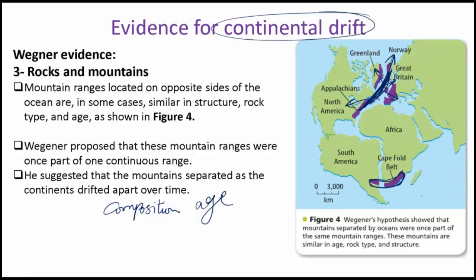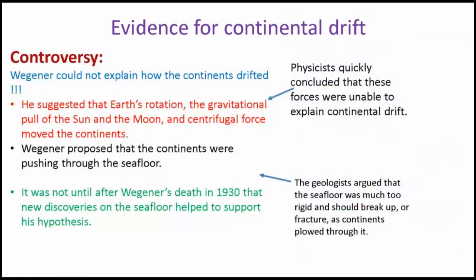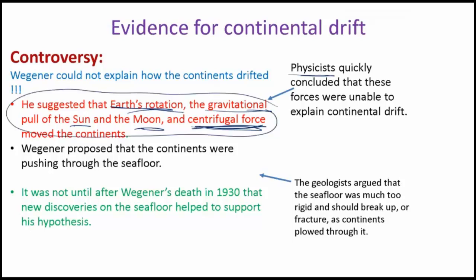The problem with Alfred Wegener was that he couldn't explain the reason for the continental drift, why there is a continental drift. At the beginning he thought of some forces coming from the rotation of the Earth, the gravitational field of the Sun and the Moon, and the centrifugal force because of the spin of the Earth. But the physicists at his time responded that these forces are not enough to cause such motion. So it was a rejected idea.